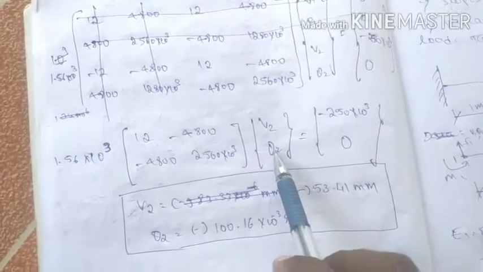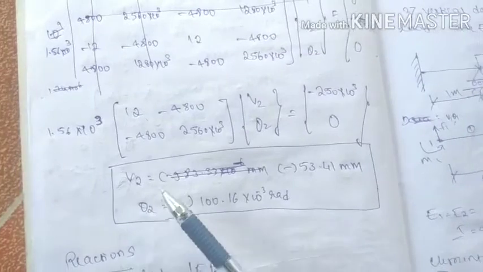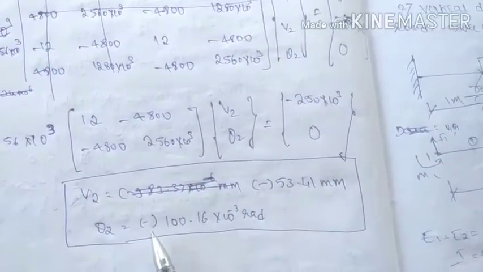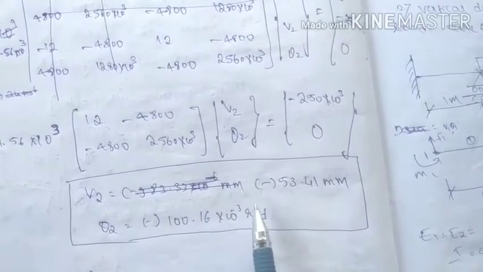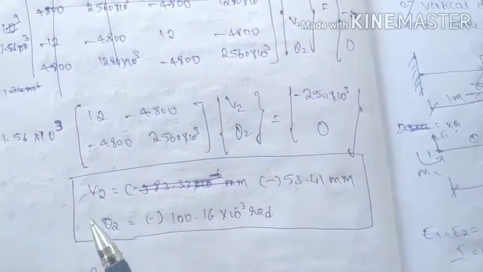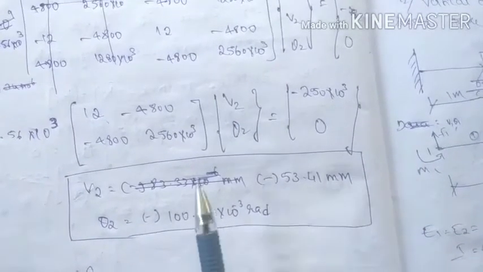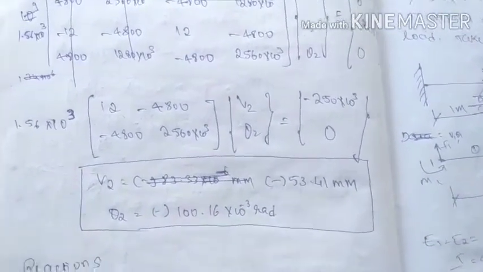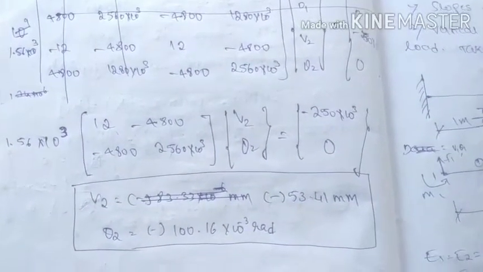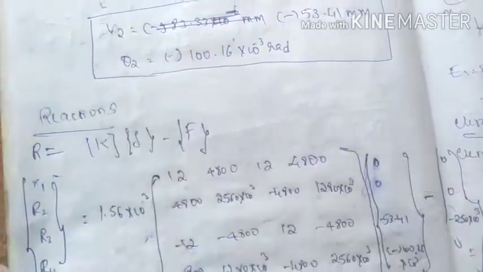Now only V2 theta 2 are present, therefore we need to simplify and solve this, then we will get the vertical deflection at node 2 as minus 53.41 and theta 2 as minus 100.16 into 10 raised to minus 3 radian. Keep this in mind, theta is an angle, therefore its unit here is radian. Vertical displacement we are calculating in terms of mm. Okay, we found the end deflection.